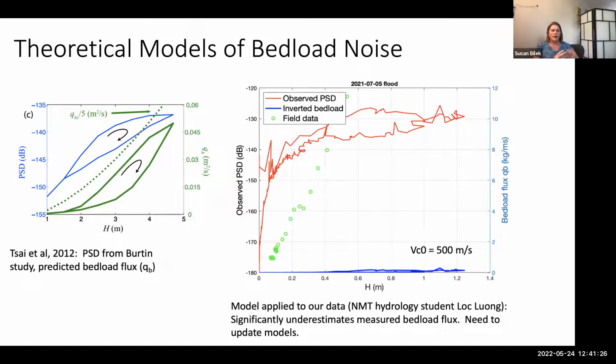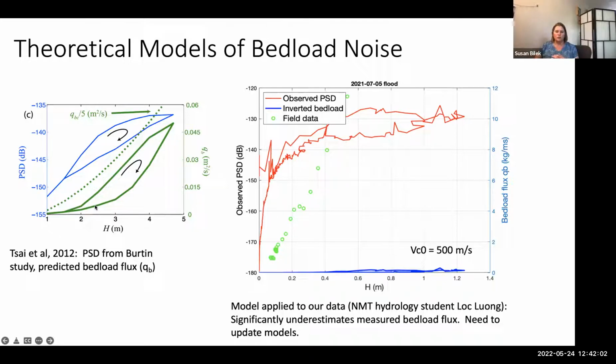Another area that we're working on is thinking back to some of the existing theoretical models that predict the bedload flux from the seismic noise that were developed for these high energy rivers. The first model that we've considered is the model from Seidel 2012 that I had mentioned earlier. Again, if you take the measured power spectral densities, you could predict the bedload associated with that seismic power.